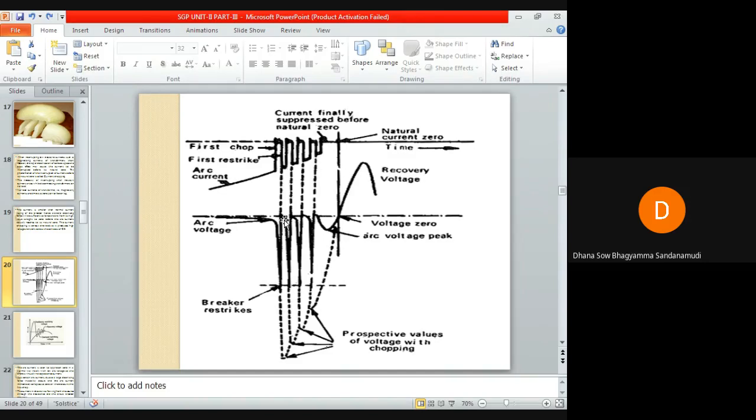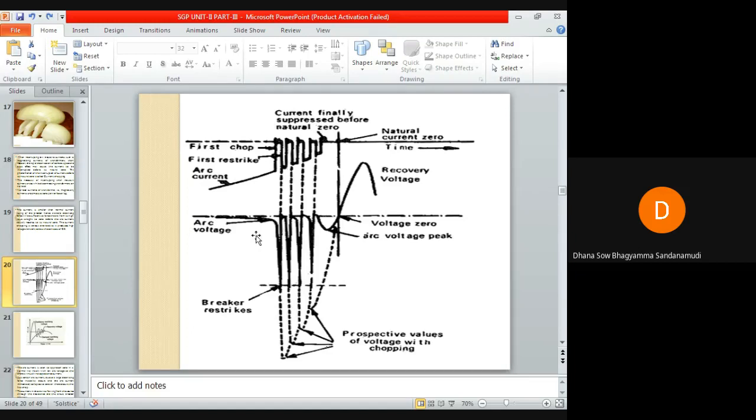Now, if small i is the instantaneous value of arc current where chopping takes place, the prospective value of voltage V to which the stray capacitance C is charged.